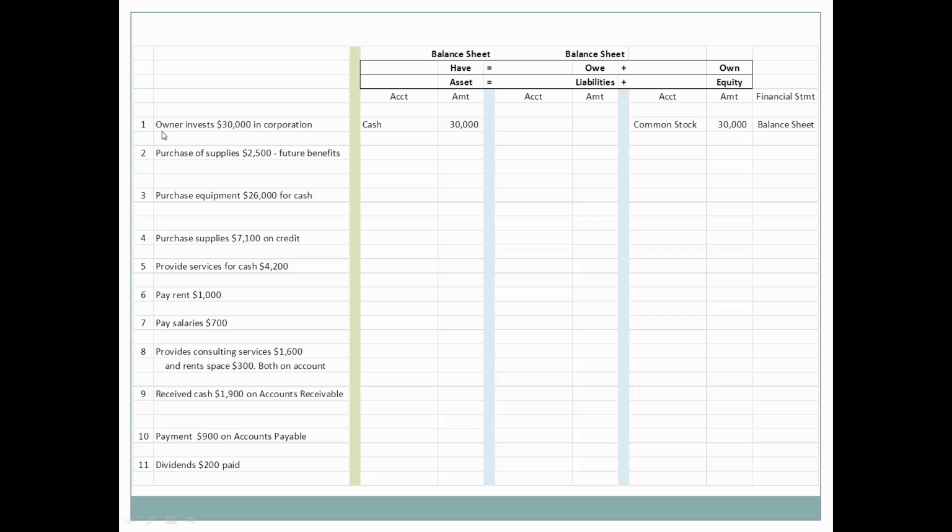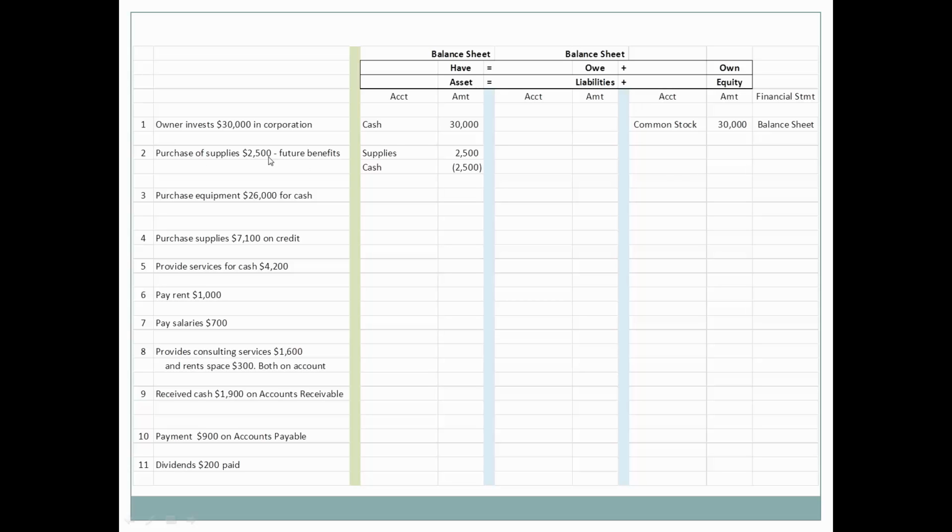In this instance, the owner invested $30,000 in the corporation. So the corporation received $30,000 and the owner received common stock in the amount of $30,000. Common stock, as far as an owner's equity account is concerned, is always found on the balance sheet and no other financial statement. Next, we're going to purchase some supplies which we expect to yield future benefits.